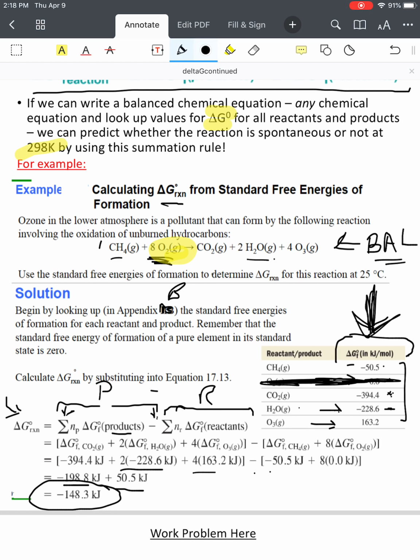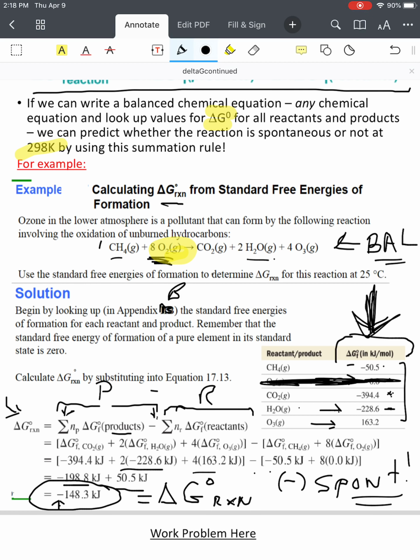And last but not least, we come up with our answer. This answer is for what? Our delta G 0 reaction. It's my Gibbs free energy change for the proposed reaction under my standard set of conditions. Since the sign is negative, what does that tell us about this reaction? As written, this reaction is spontaneous.